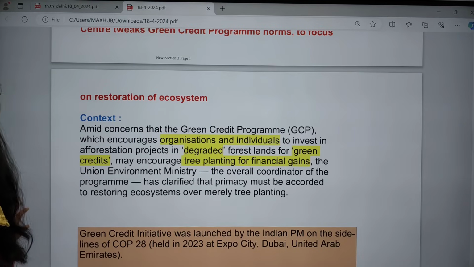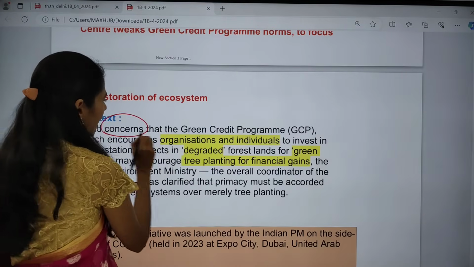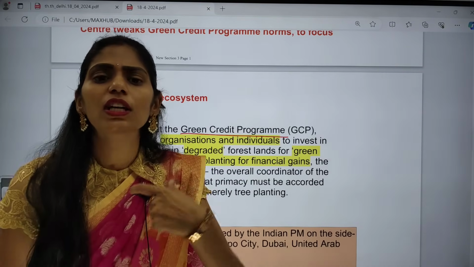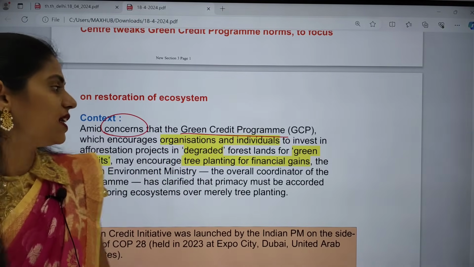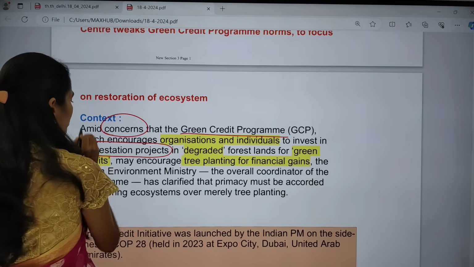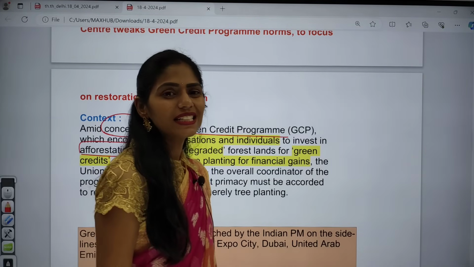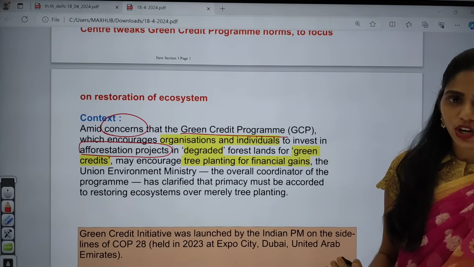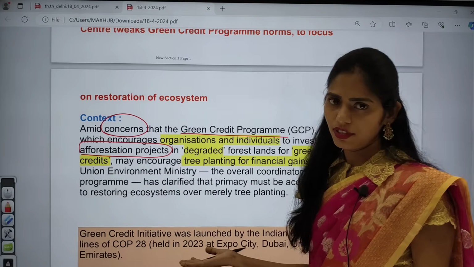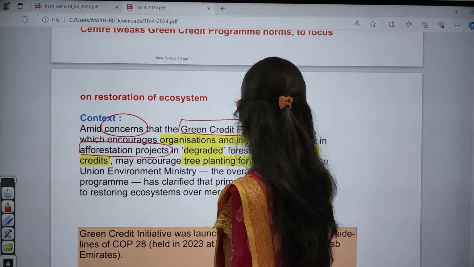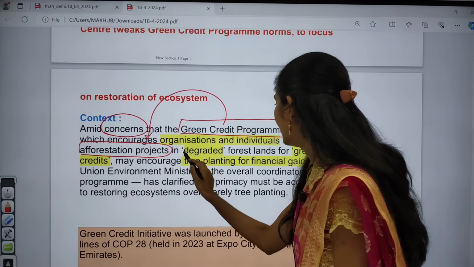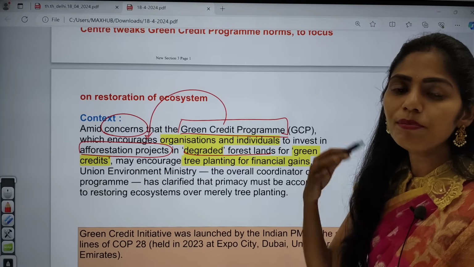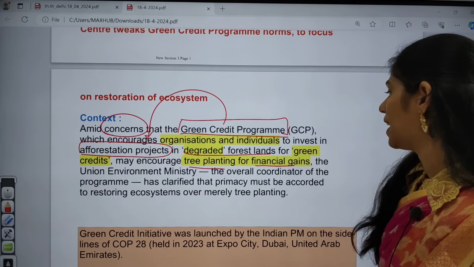So here, why is it in news? Because there are some concerns regarding this Green Credit Program. This program is encouraging individuals, and even organizations, to invest in afforestation projects. One important reason for the degeneration of the ecosystem is deforestation. We are cutting down forests, which has a negative impact on the environment, ecology and ecosystem per se. So this Green Credit Program is focusing on afforestation projects in degraded forest lands for green credits, and especially encouraging tree planting for financial gains.